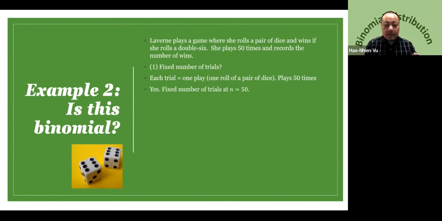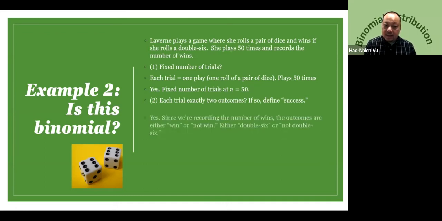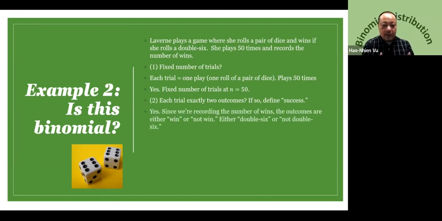The letter n is used for the number of trials. Condition number 2. Does each trial have exactly 2 outcomes? And if so, define which one is your success. Yes, we're recording number of wins, so the outcomes are either win or not win. Either get a double 6 or not get a double 6. We can define the success as a win of getting a double 6.